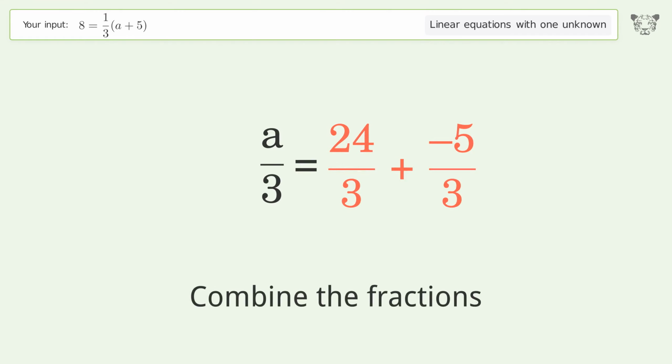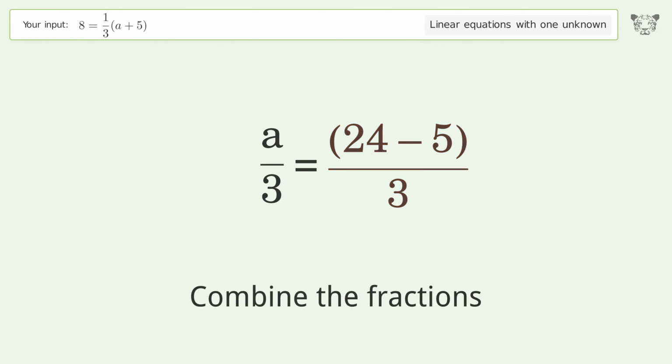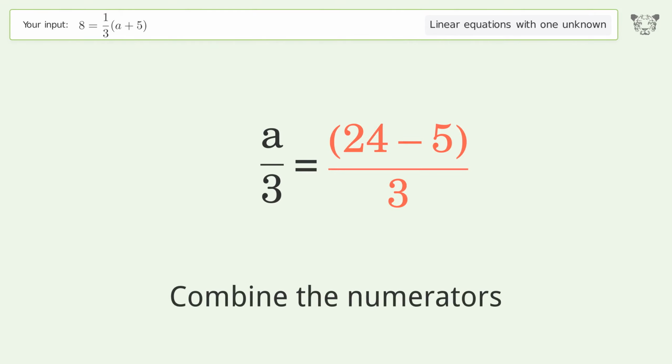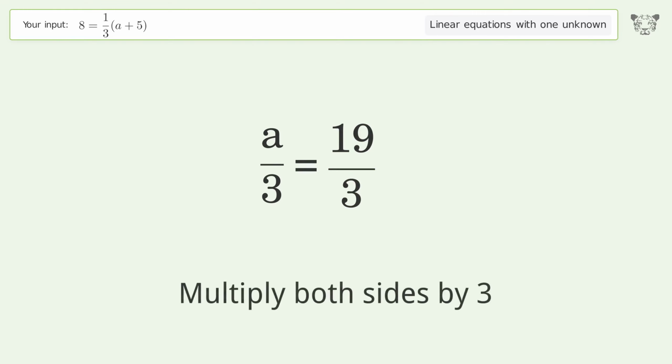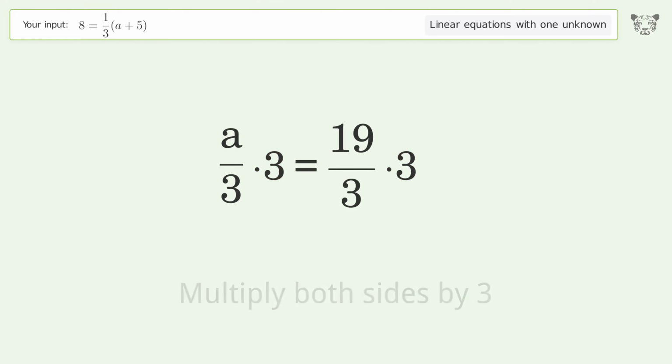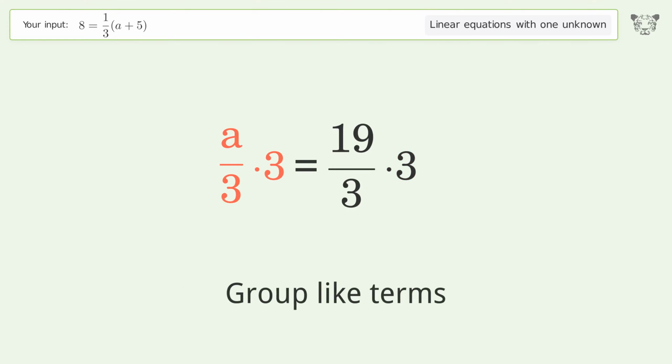Combine the fractions. Combine the numerators. Isolate the a. Multiply both sides by 3. Group like terms.